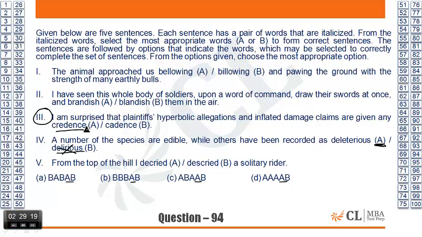Oh, 3. Credence, credibility, truth. Okay. I am surprised that the plaintiff's hyperbolic allegations and inflated damage claims are given any credence. It has to be credence, any truth, any credit. So it has to be A. So third one is A. Oh shit, sorry. Which one do I know?